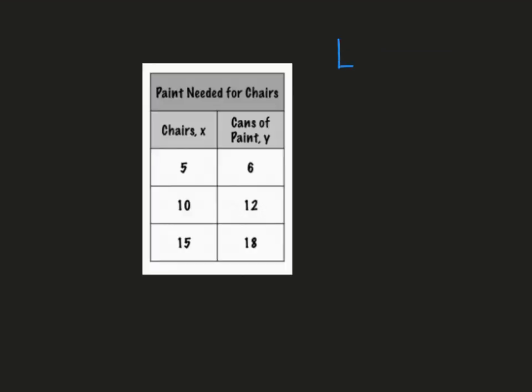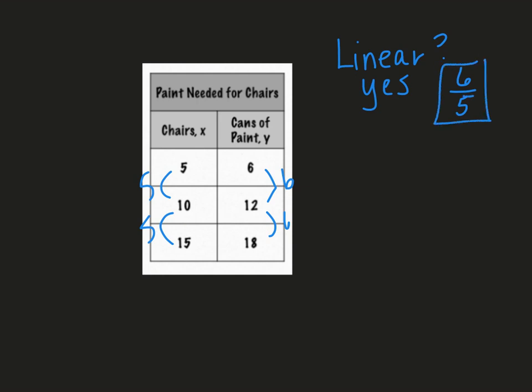But all right, here's another one real quick. First we have to find out if it's linear. So does it have a constant rate of change? And if I remember correctly, this was 6 and this was 5. So yes, it was linear, and the constant rate of change was 6/5. Now let's see if it is proportional.